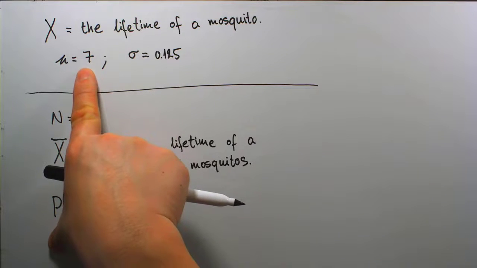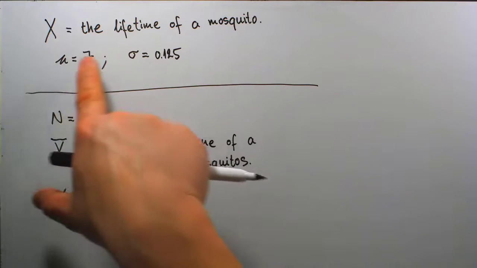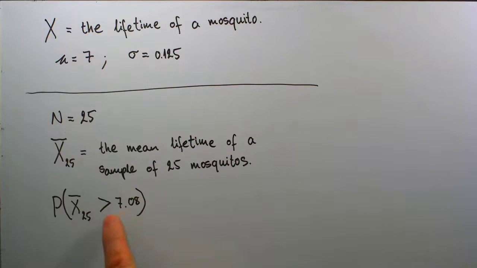This is the average if we go after the entire population of individual mosquito lifetimes, then this is the average. But this is only, we're looking for, hey, in a sample of 25 mosquitoes, what's the chance that our sample we picked up there will be above 7.08?